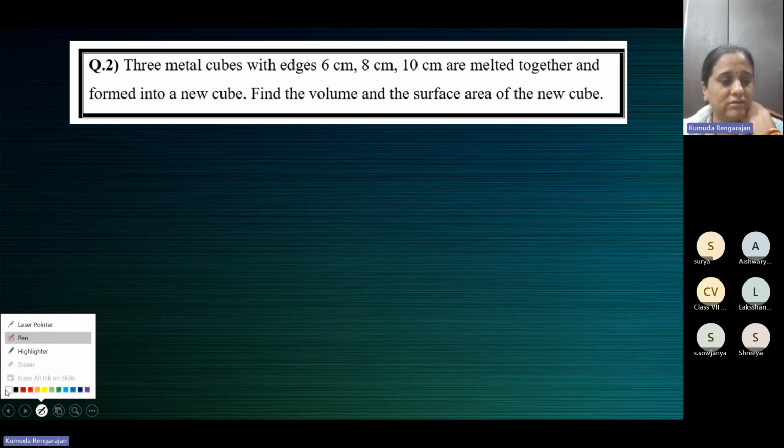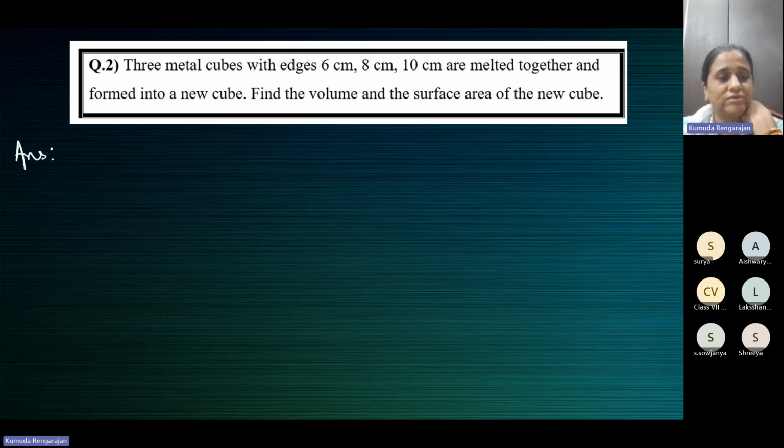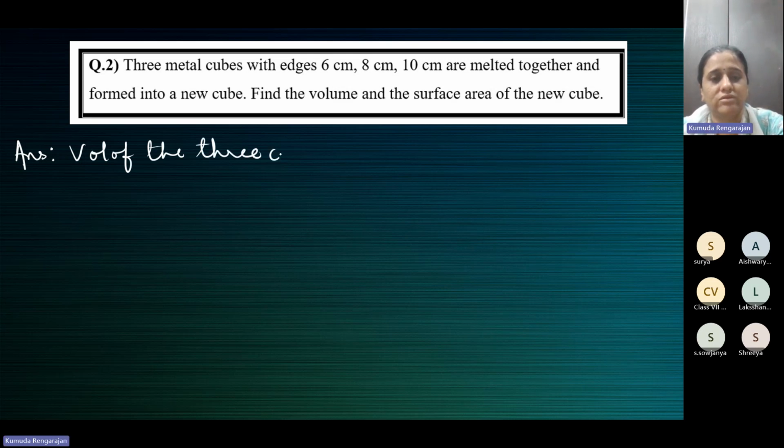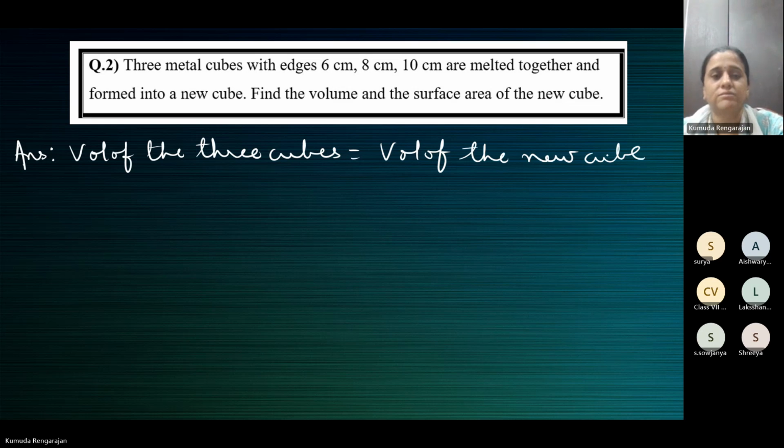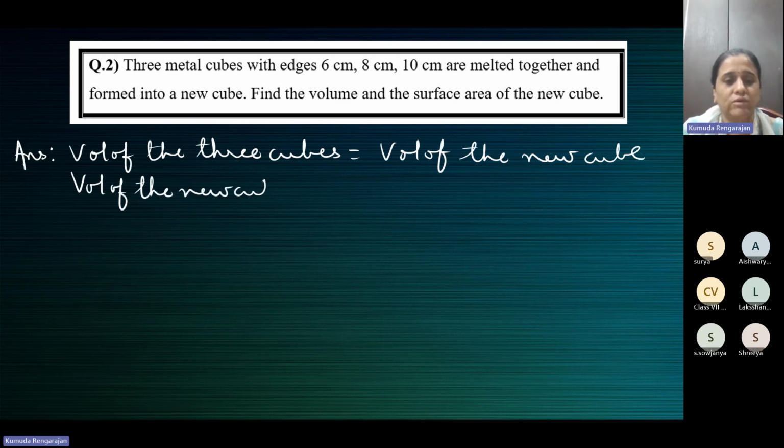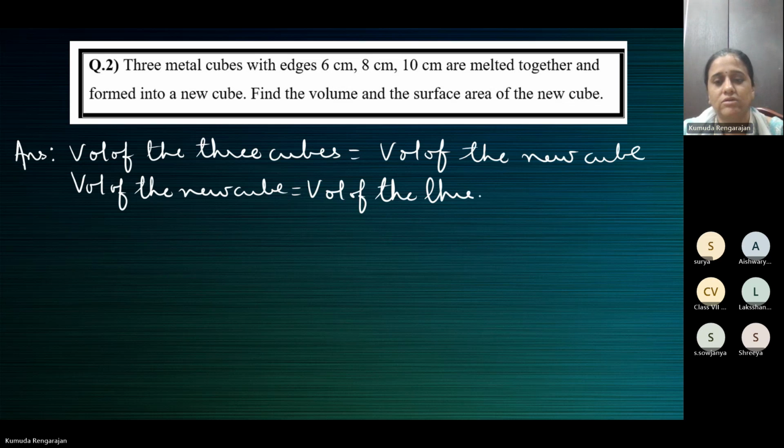Okay, so that's how we start the answer. We write that first. Volume of the three cubes is equal to volume of the new cube. Now, here we have all the values, and this is what we have to find, so I'll write it the other way. Volume of the new cube is equal to volume of the three cubes.